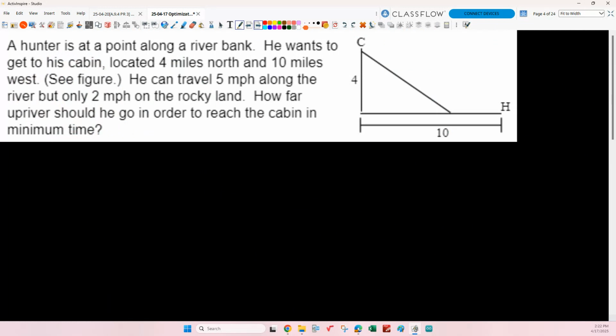You see the dilemma here? Like if he were just to leave, that's where he is. There's the hunter and there's the cabin and there's the river. If he just strikes off across the ground, the problem is it's the shortest distance, but he travels pretty slowly on the ground. Right? So how are we going to set this up? There's our picture. I guess we need a variable. What's the only thing we can vary?